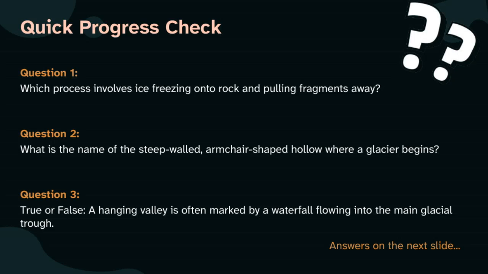Question 1. Which process involves ice freezing onto rock and pulling fragments away? Question 2. What is the name of the steep-walled, armchair-shaped hollow where a glacier begins? Question 3. True or false? A hanging valley is often marked by a waterfall flowing into the main glacial trough. Write down your 3 answers now. Try to answer from memory before we reveal the answers.